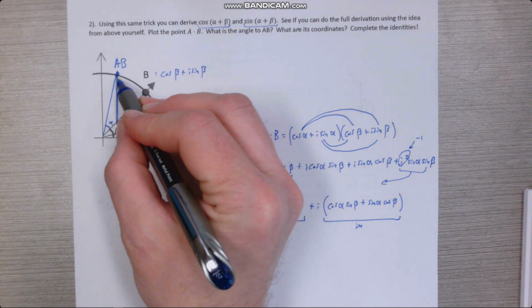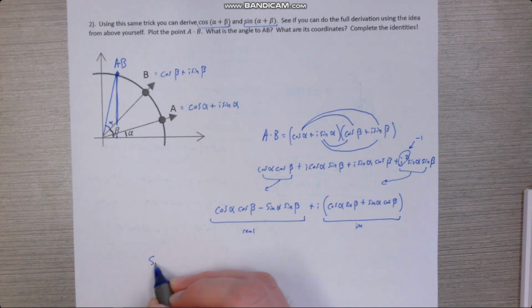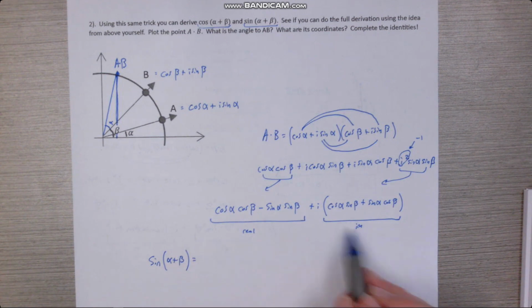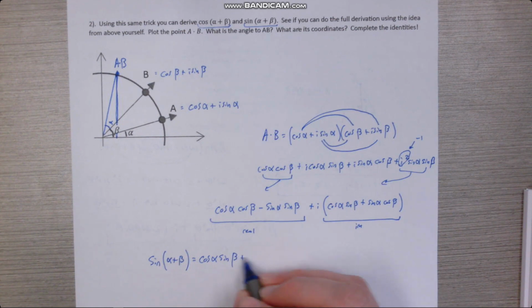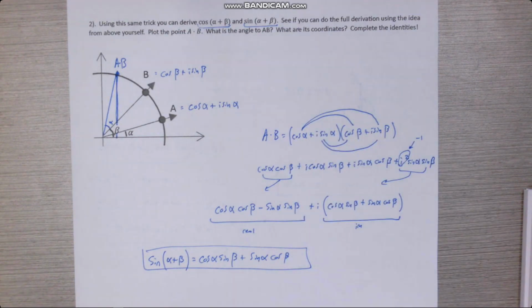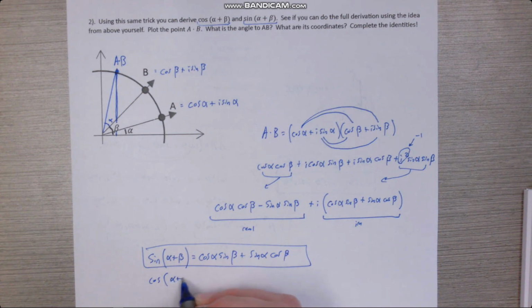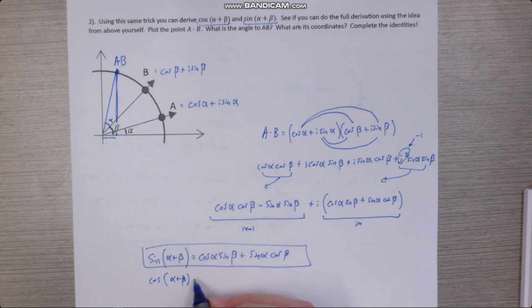So the height here, the imaginary component of AB, is the same thing as the sine of alpha plus beta because of SOHCAHTOA. That's the same thing as this imaginary component. So that gives us cosine alpha, sine beta, plus sine alpha, cosine beta. Look at how little algebra we had to do. And we get the other identity also. Cosine alpha plus beta is that horizontal distance, which is the same as the real component. So that is cosine alpha cosine beta minus sine alpha sine beta.